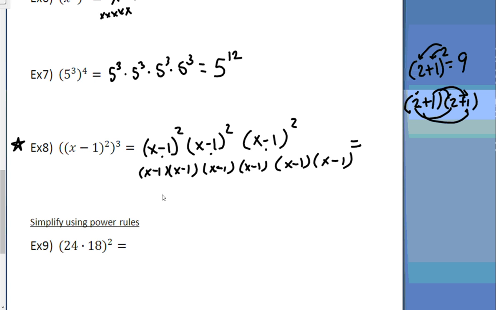Now, I'm not going to require you to write all this out. If you see it like this, and I hope by now you're starting to see that, that'd be 2 x minus 1s, that'd be 2 more x minus 1s, that'd be 2 more x minus 1s. So my answer is x minus 1. How many x minus 1s do I have? 6. And remember, you cannot say, well, that's x to the 6 minus 1 to the 6. That is absolutely wrong. I wish it was right, but you cannot do that. Okay?